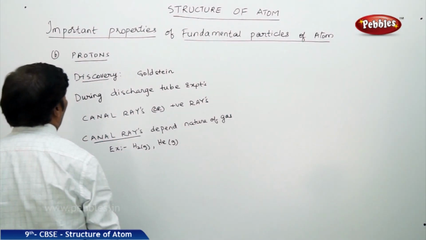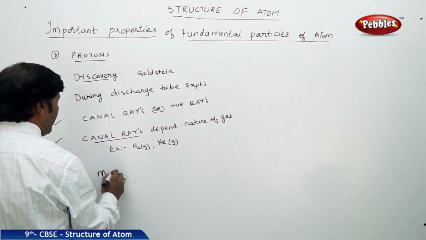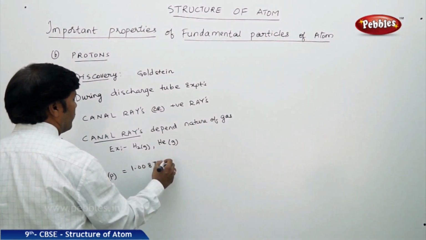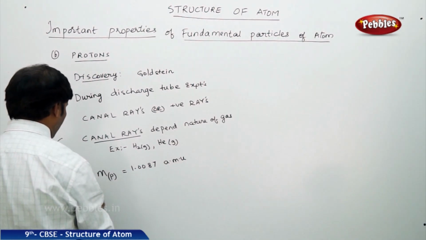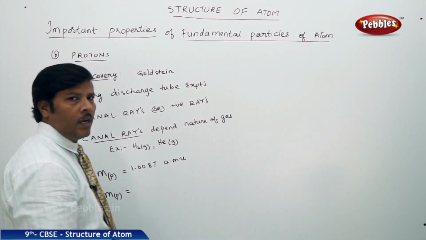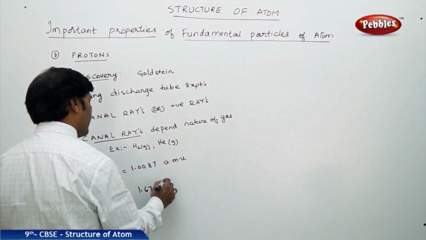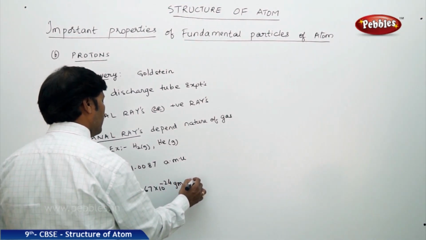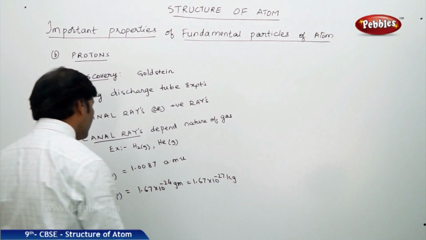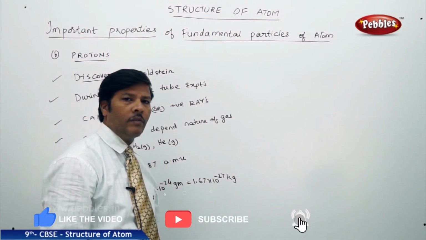If you go for the mass of proton, it can be expressed in two units. Mass of proton is 1.0087 AMU, expressed in atomic mass units. But expressed as absolute mass, it is 1.67 into 10 to the power of minus 24 grams, or 1.67 into 10 to the power of minus 27 kg.